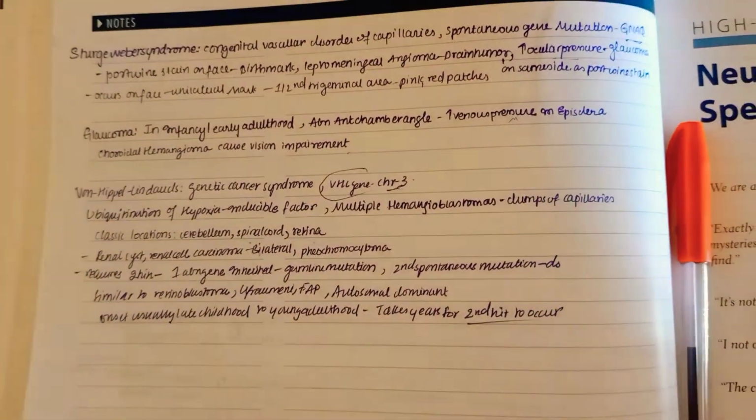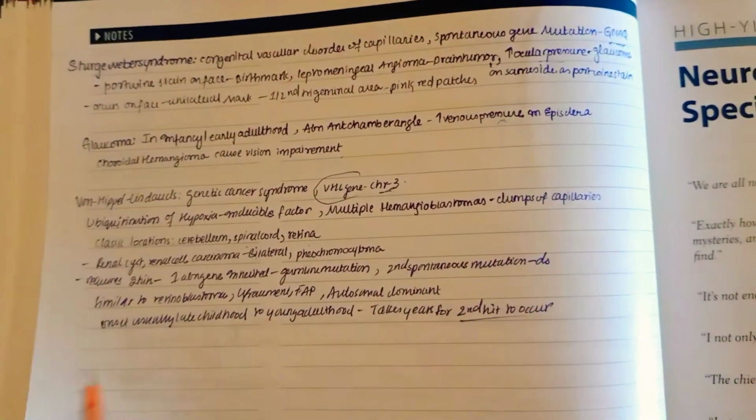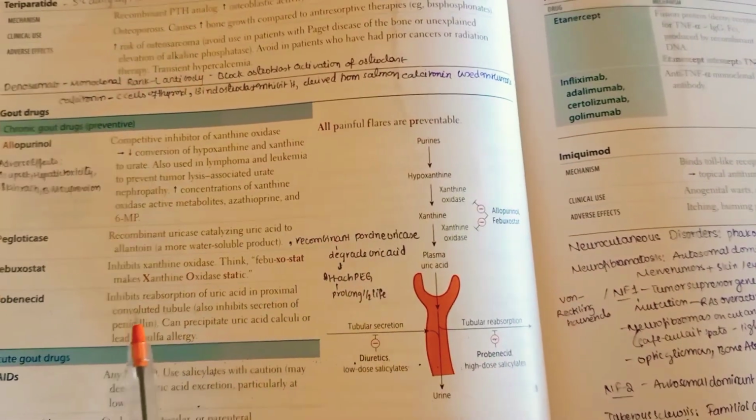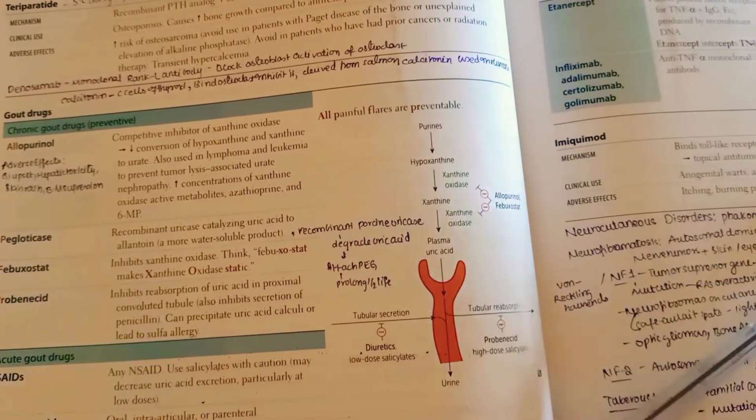So this is all about these extra diseases which are not in First Aid. So by this we end up with dermatology. Next we'll start with the nervous system.